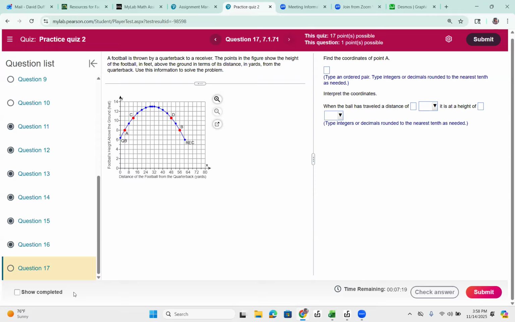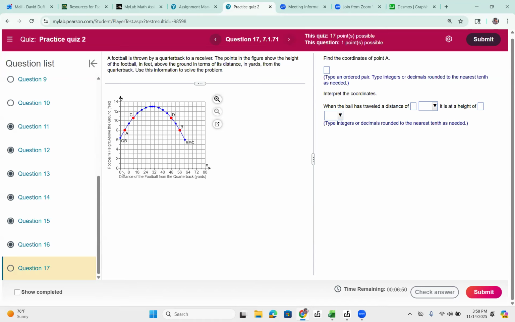All right, so a football is thrown by a quarterback to a receiver. The points in the figure show the height of the football in feet above the ground in terms of its distance in yards from the quarterback, right? And look, you see where that x-intercept is? Or I'm sorry, there is no x-intercept. You see that y-intercept? What's that tell us? It tells us this quarterback's about 6 foot tall, right? All right, so find the coordinates of point A.